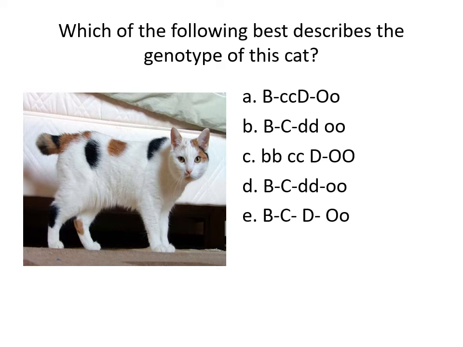The first one can't be right because she has color. And that leaves us with the last one because she's got big B, big C, not dilute, and calico. So the answer is E.